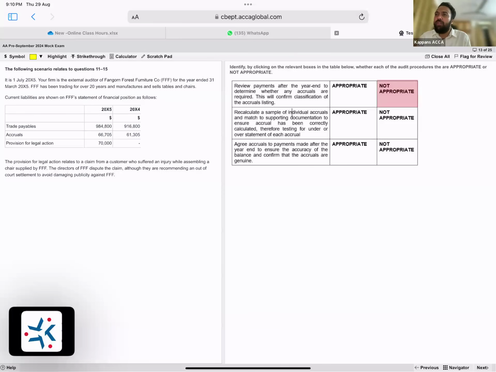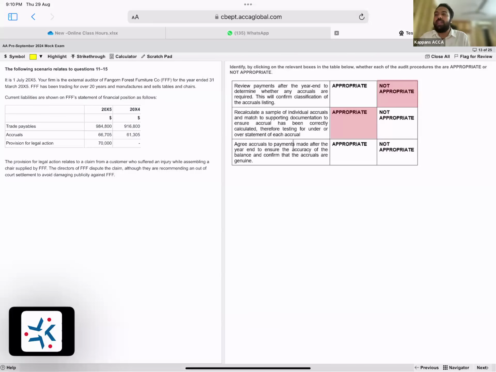Recalculate a sample of individual accruals and match to supporting documentation to ensure the accrual has been correctly calculated. Therefore, testing for under or overstatement of each accrual. That is correct. Recalculation ensures accuracy. So recalculate to confirm it is correctly calculated. So it's an appropriate audit procedure.